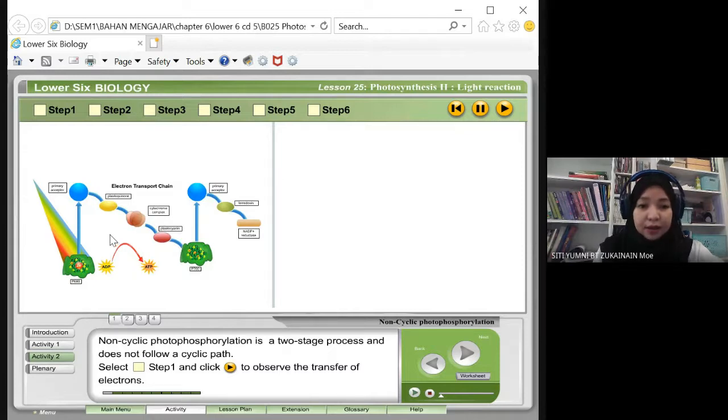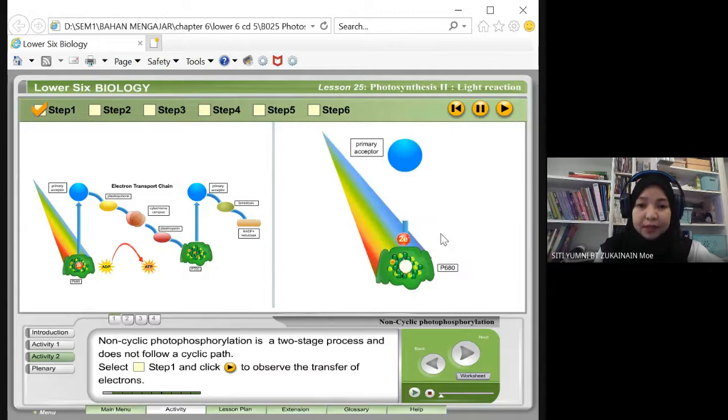Non-cyclic photophosphorylation involves two types of photosystem, which are photosystem 2 and photosystem 1. They named P700 as photosystem 1 because this photosystem was discovered first. Then, non-cyclic photophosphorylation is a two-stage process. I click on step 1 in stage 1, involving photosystem 2. All right, let's see what happens.